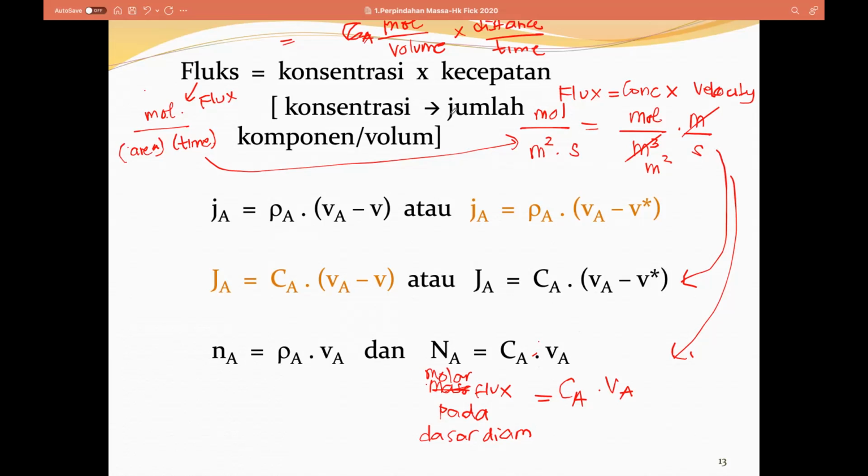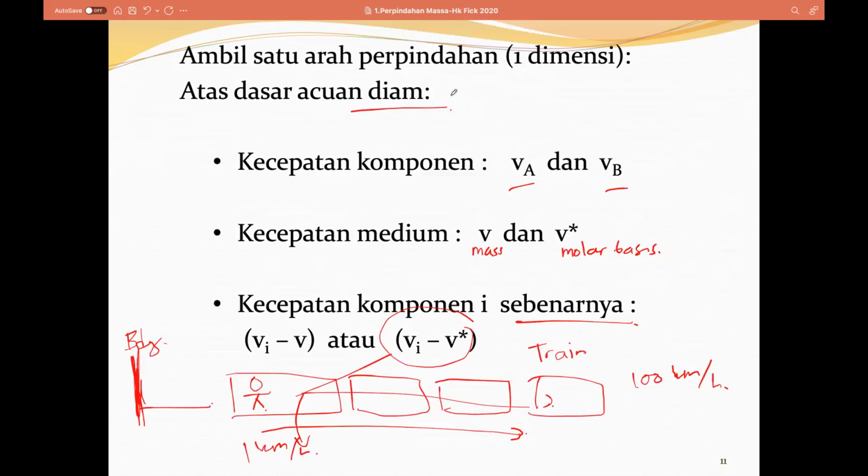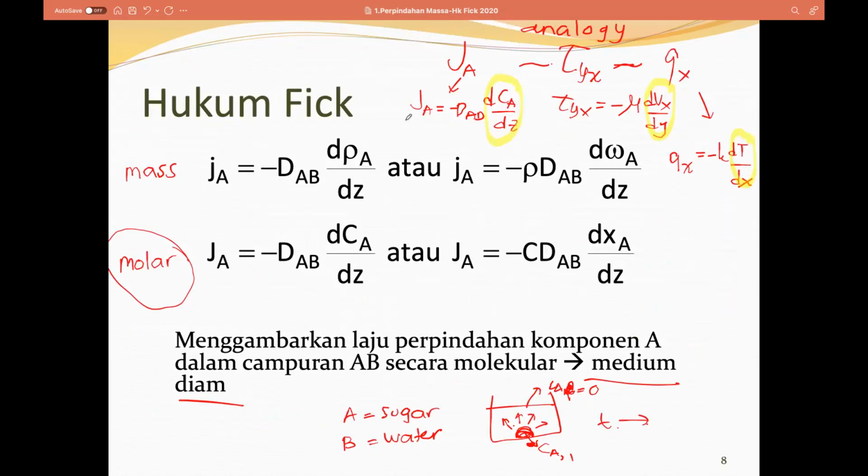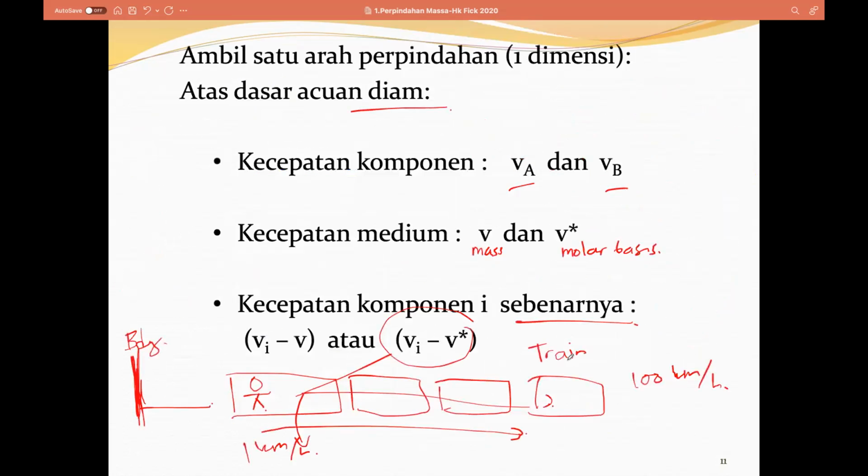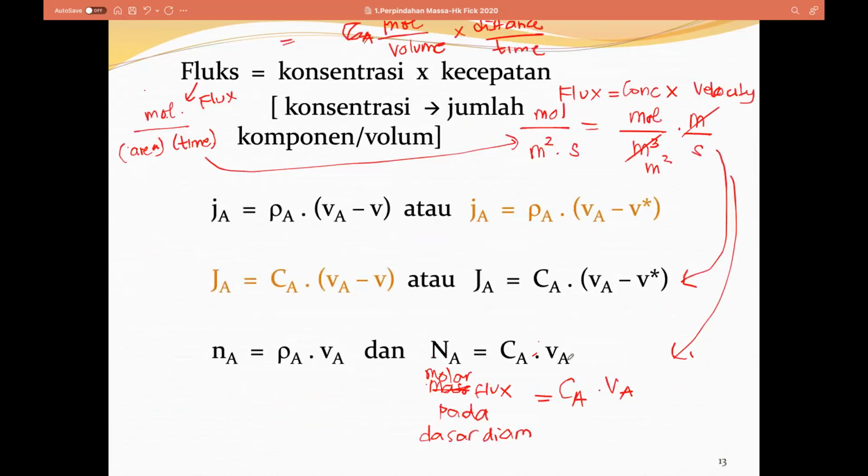Okay, what is the difference between that one, the fixed flow? The fixed flow is when both A and B are stationary. So they will just move because of molecular transport. But in this case, we know that component A has a velocity of A, and component B has a velocity of B, so we define the flux as a concentration multiplied with velocity.